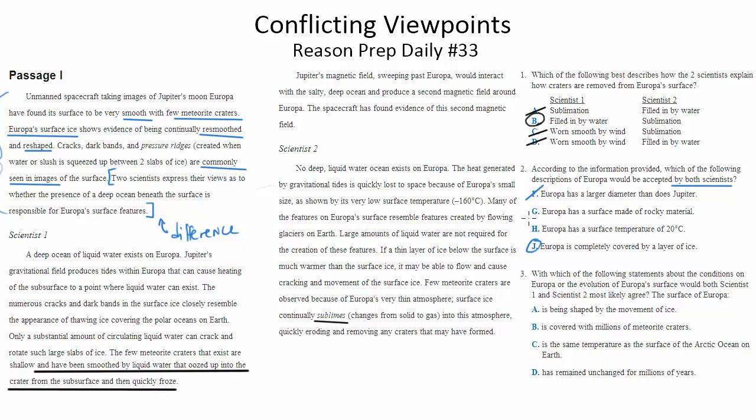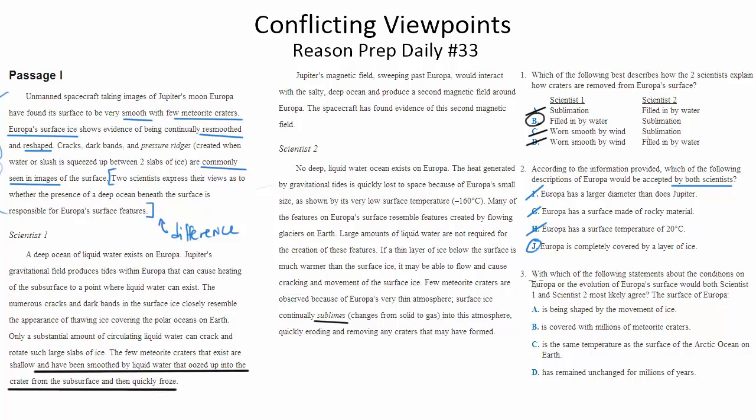G, Europa has a surface made of rocky material. It's contradicted by the passage. Europa has a surface temperature of 20 degrees Celsius. I don't know where this 20 degrees thing is coming from. I've seen it in other questions, but in any event, it's not mentioned anywhere in the passages, so we go with choice J.